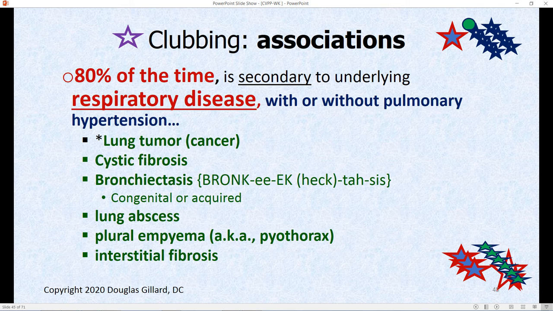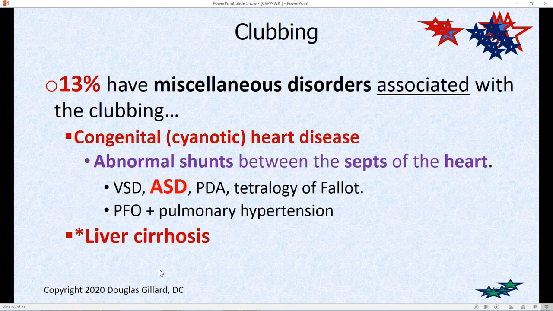Probably a CT to look for tumors. Start with an X-ray, soft tissue film. If that's negative, they're going to end up having a CT anyway. Cystic fibrosis. Bronchiectasis can also do the trick. A lung abscess, so that's a treatable condition at least. A pyothorax or a pleural empyema, so that's another type of infection of the pleural cavity. Interstitial fibrosis. Some of these are treatable and they'll go away. So 80% of the time, something wrong with the lungs.